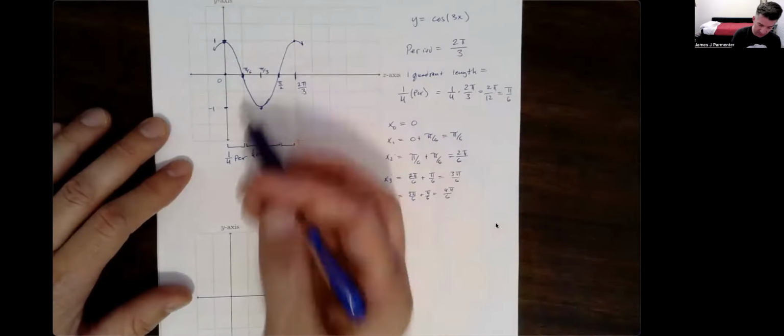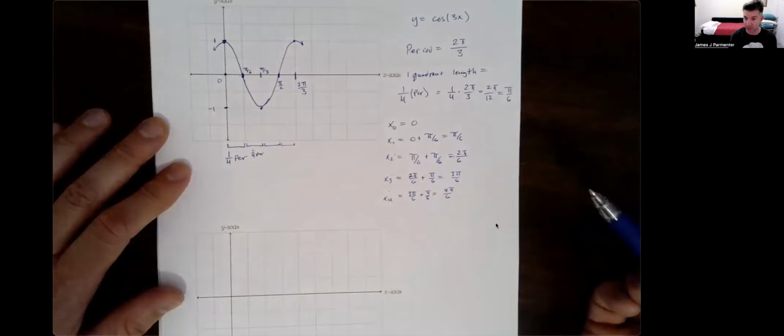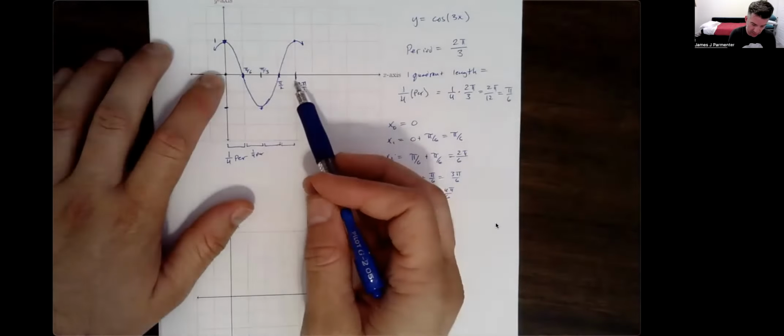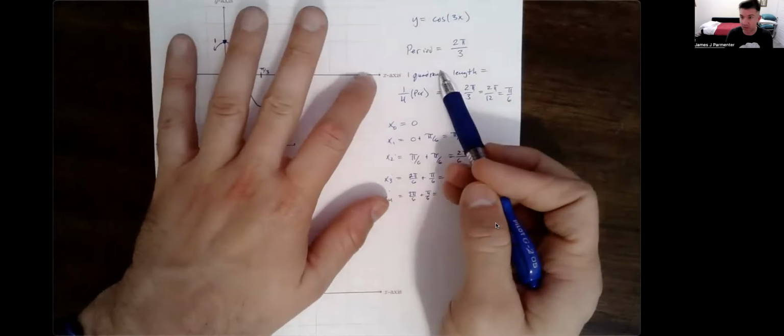I will point out that if we were going to continue graphing this, we would get 3 full periods in a length of 0 to 2 pi. Right? 0 to 2 pi over 3, then 2 pi over 3 to 4 pi over 3, then 4 pi over 3 to 6 pi over 3, which is equal to 2 pi.